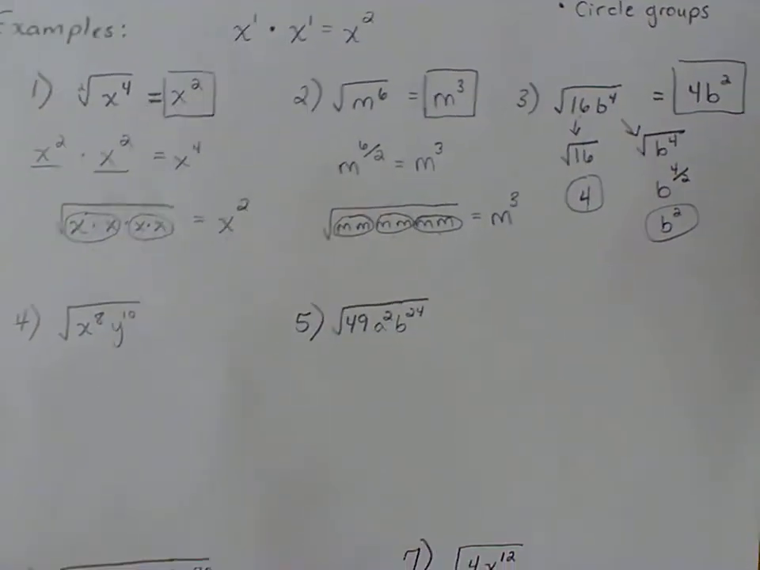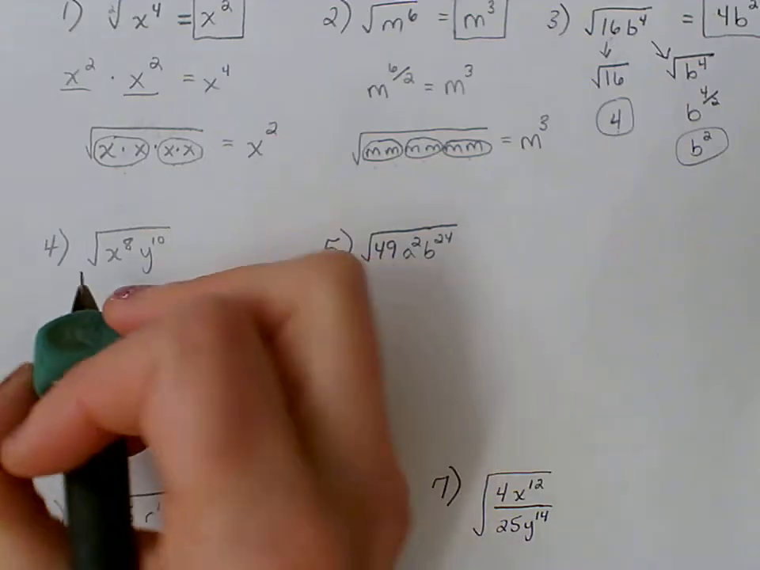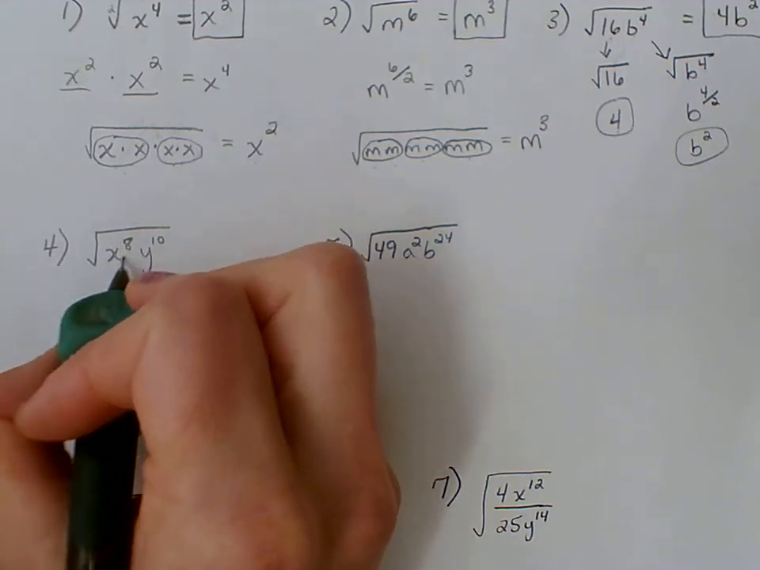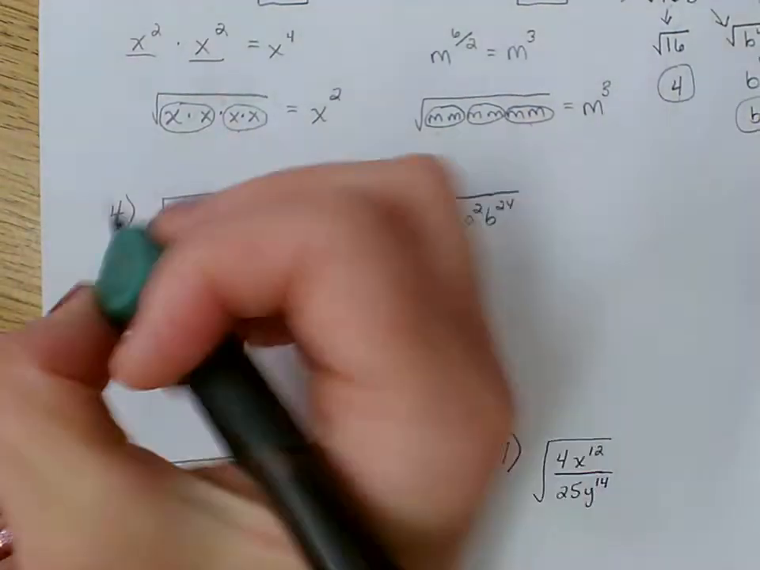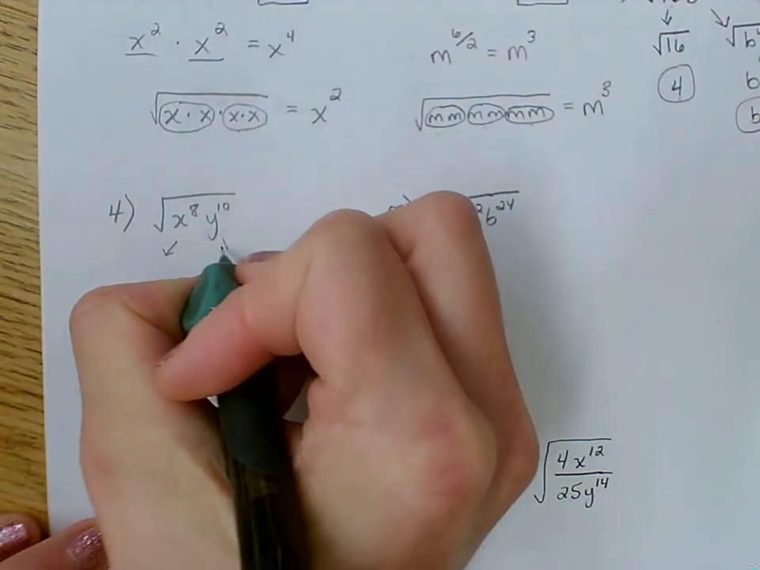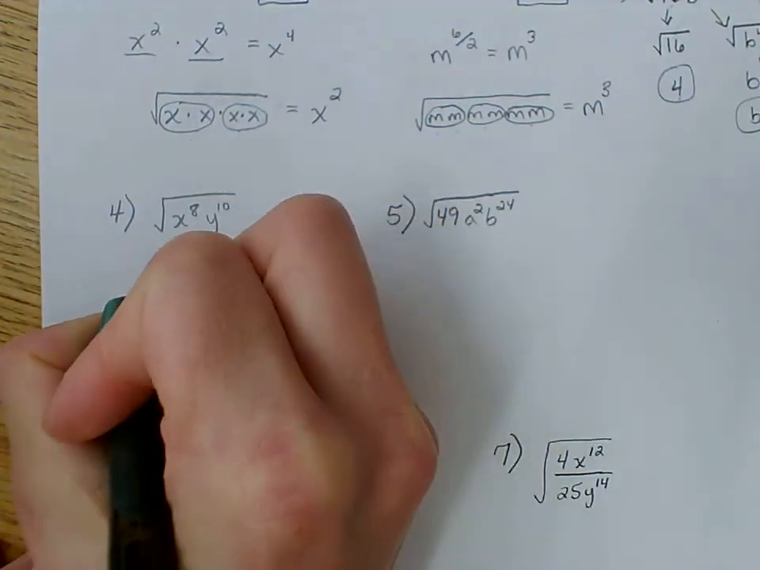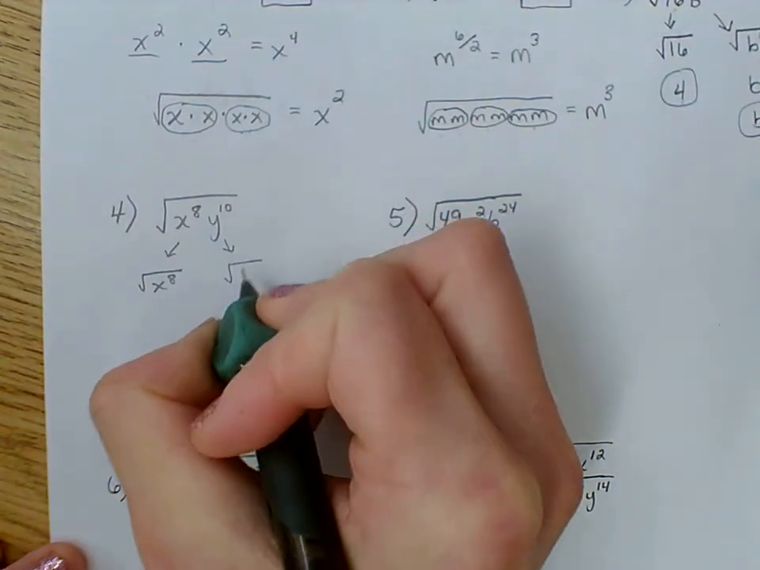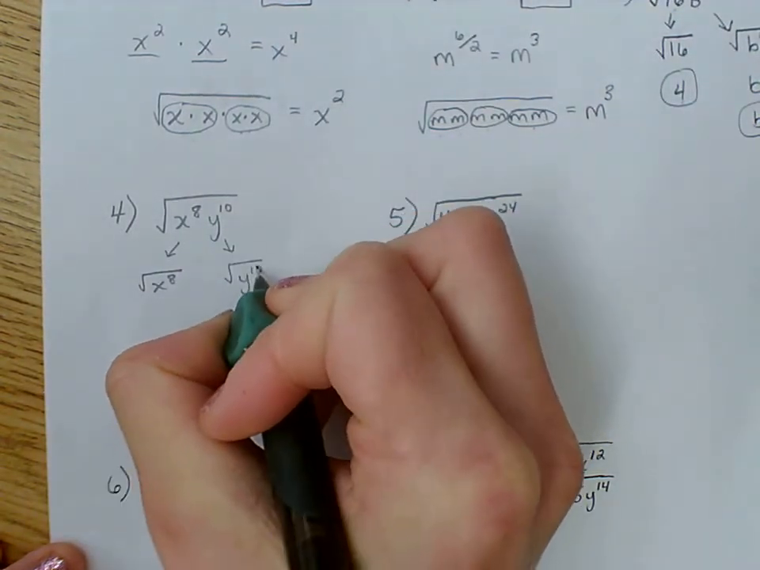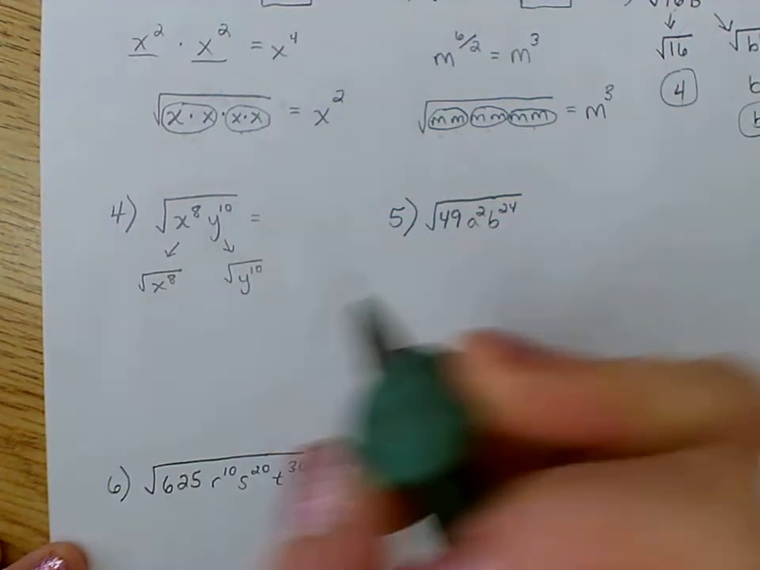Okay, so we're going to practice that a little bit. So notice here you have an x to the 8th, and then you have a y to the 10th. It's more than one thing under the radical, so you're going to split it up. So we're going to take the square root of x to the 8th, and then we're going to figure out what the square root of y to the 10th is, and then we'll put them together for our answer.